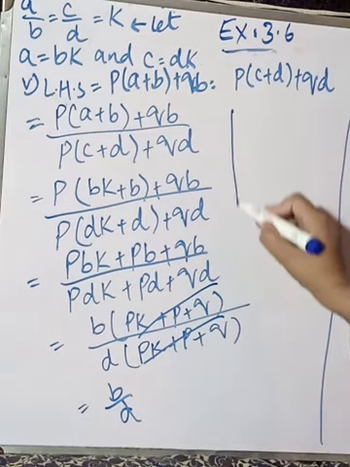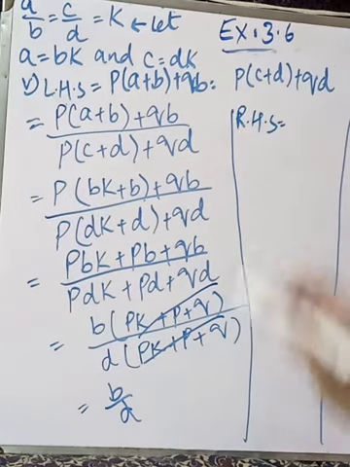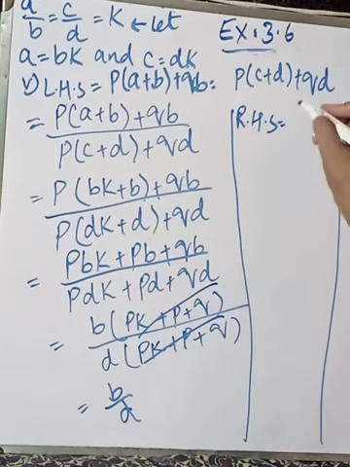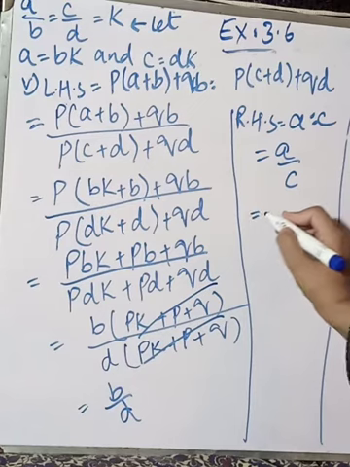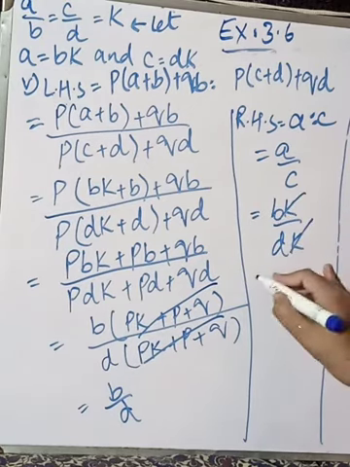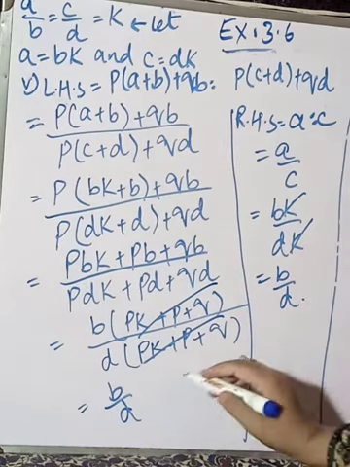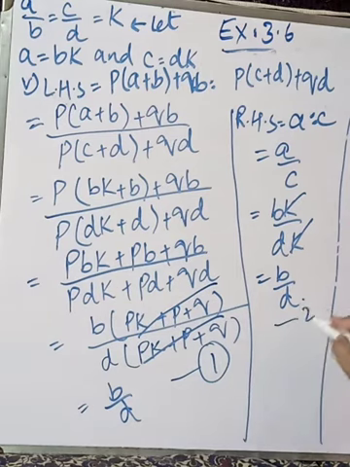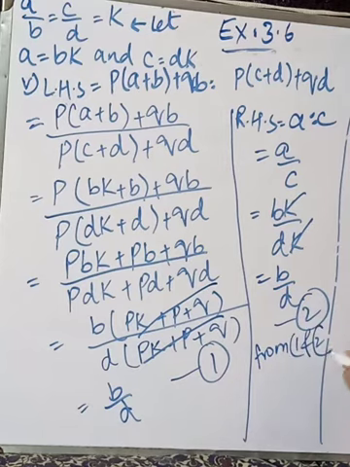Okay, now let me move towards the right hand side, and the right hand side for the question is a ratio c. When I will write it in the form of fraction, it would be a over c. a we have is bk, c we have is dk. So multiply k and k, that is equal to b by d, right? So say it the equation number 1, say it the equation number 2. So from 1 and 2 आपके पास क्या आएगा? Left hand side is equal to right hand side.